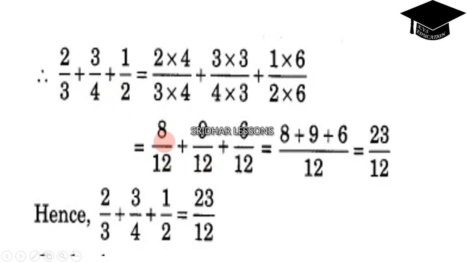So this will become as 8 by 12 plus 9 by 12 plus 6 by 12. Since the denominator is common, it will not be changed. It is unchanged. And we can add the numerators directly. 8 plus 9 plus 6 is equals to 23. Therefore, 2 by 3 plus 3 by 4 plus 1 by 2 is equals to 23 by 12.